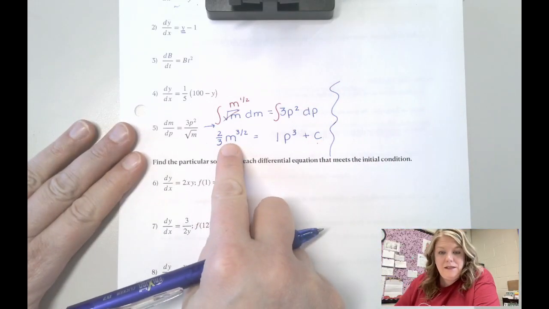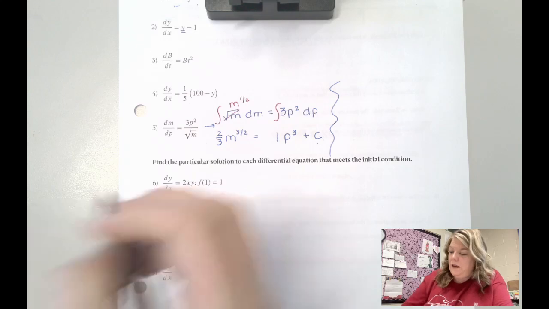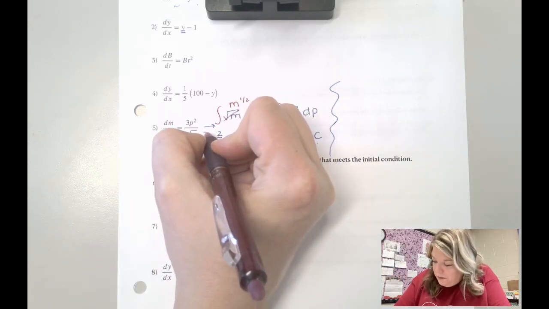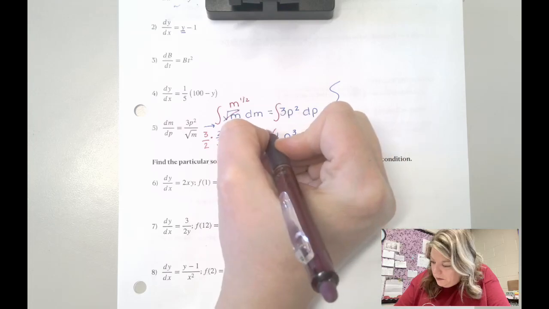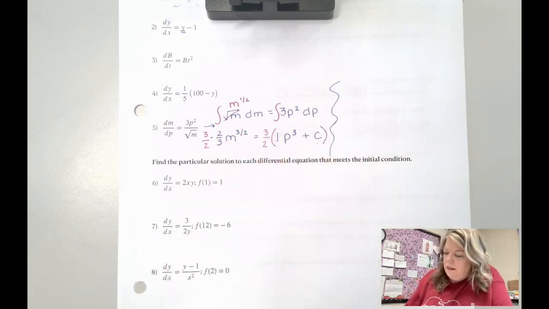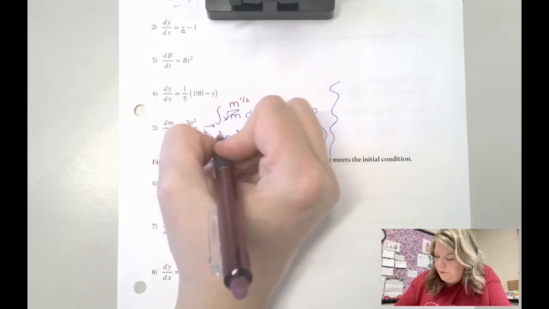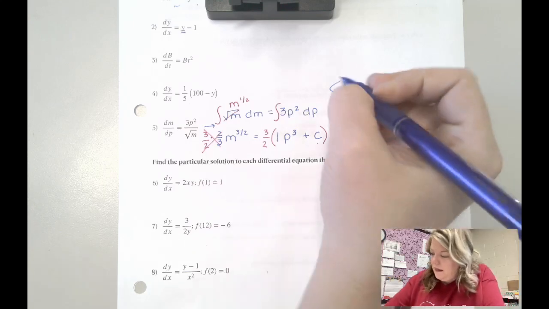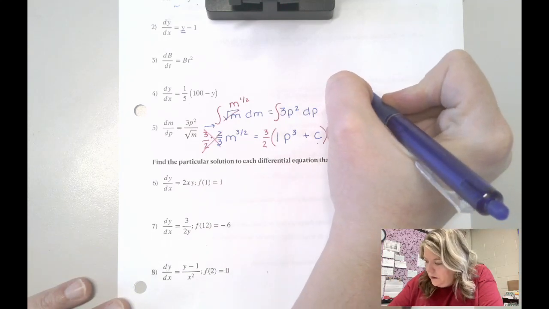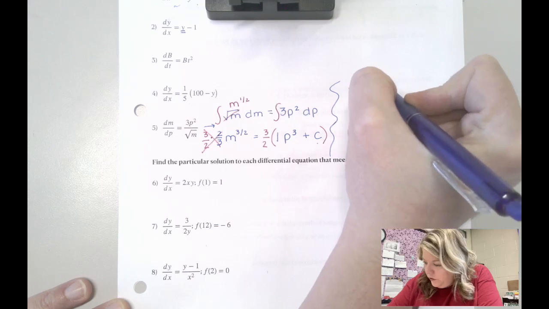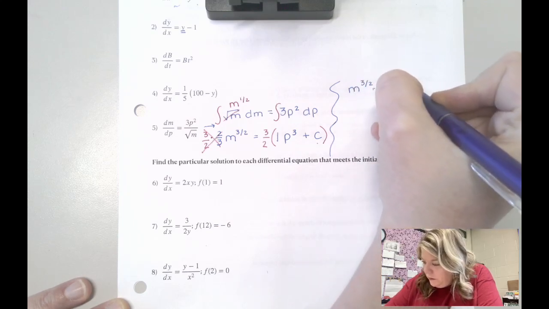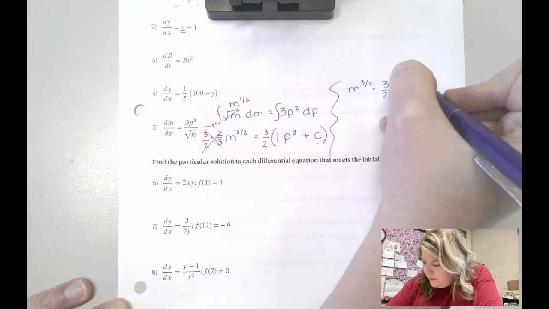Okay? So now my goal is to solve for m. I need m by itself. So, like I was just saying, I'm probably going to start by multiplying by 3/2. Okay, and I'm going to take all of this and multiply by 3/2. And I'm going to be a little bit lazy here. And I'm just going to say m to the power of 3/2 is equal to 3/2 and then this will be p cubed plus c.